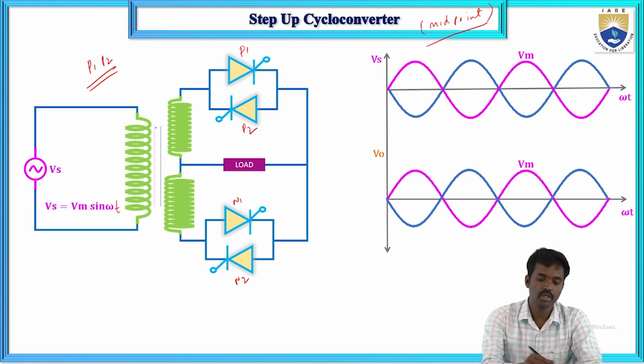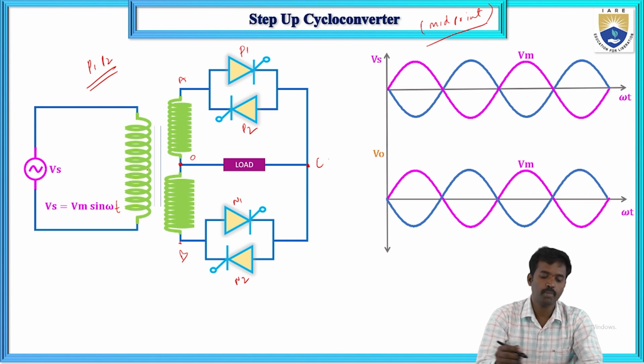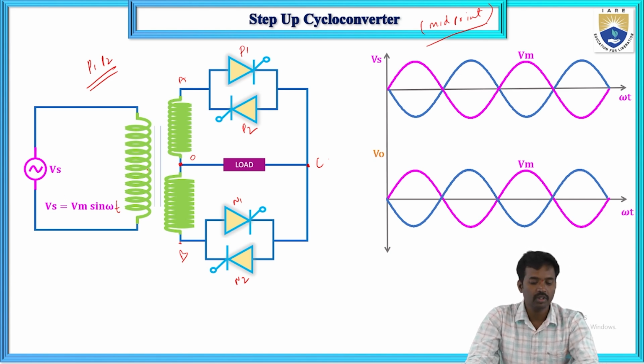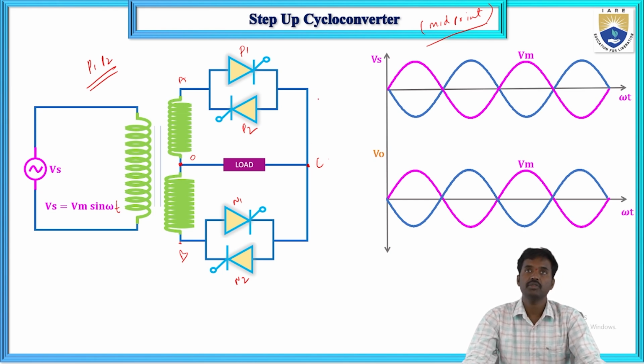Here is a center tapped transformer. Suppose this is A, this is O, this one is B, and this is C. The load is connected here, and here we are giving the supply. So A, O and O, B, and O and C is the load. The switches here are P1, P2 and N1 and N2.